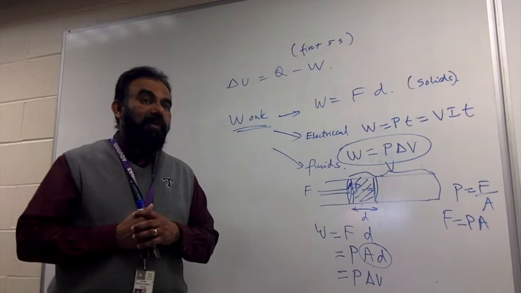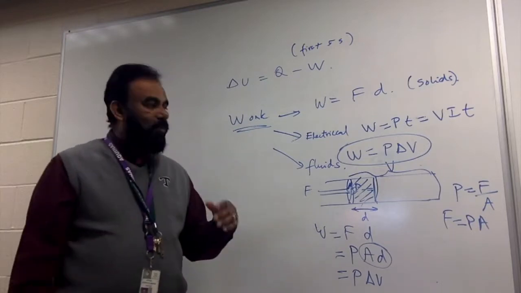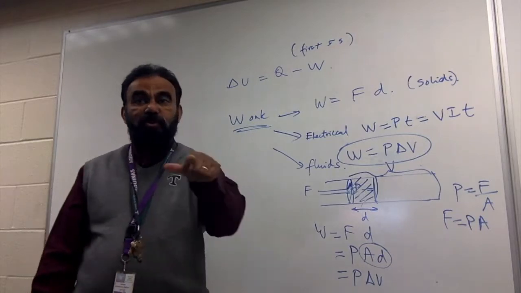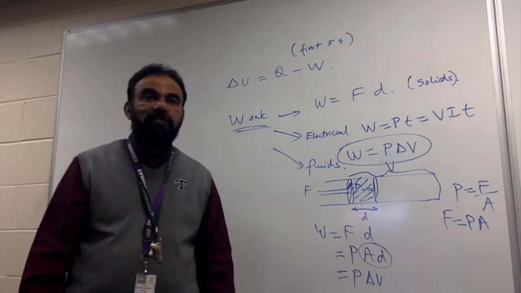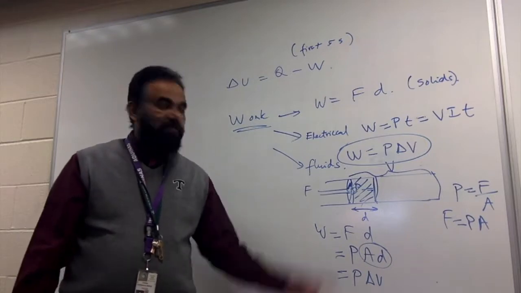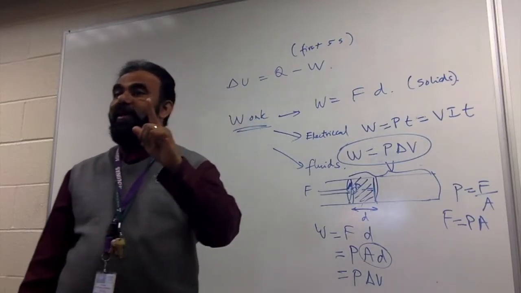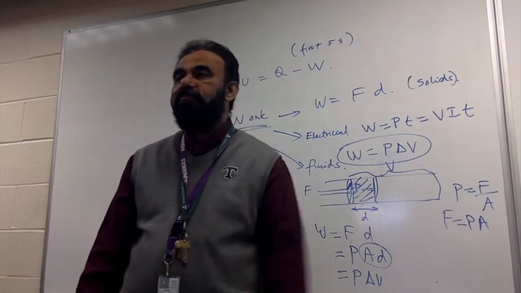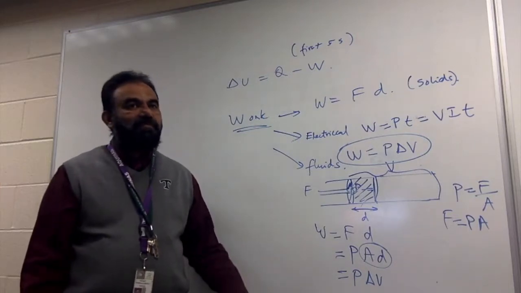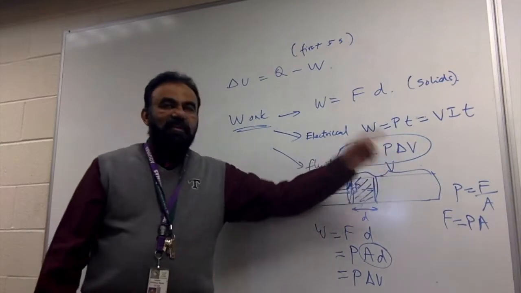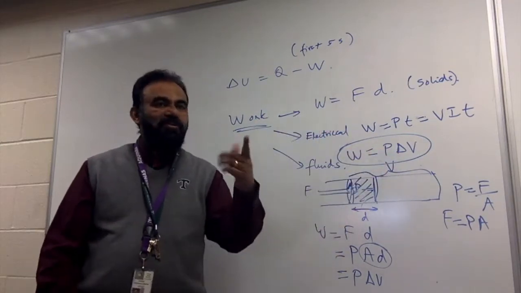You can do a lot of work on a fluid, such as air or gas. Why can you do a lot of work on a gas, but you cannot do that much work on a liquid? You can see this equation and tell me the answer straight away. How is it possible that you can do a lot of work on a gas, but not much on a liquid? Because gas is very compressible. A liquid is not that compressible.